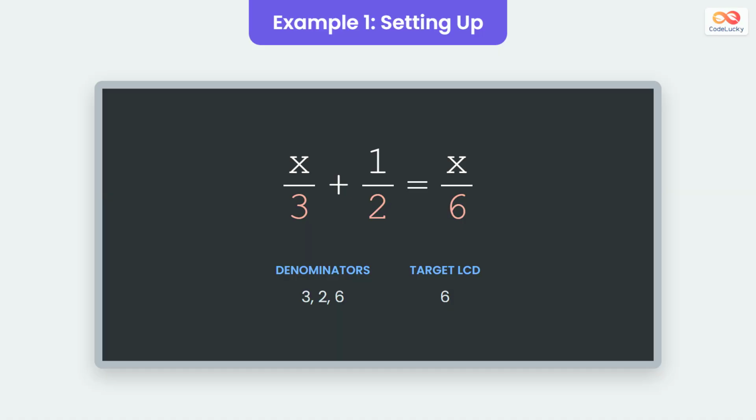Let's look at our first example. We have x over 3 plus 1/2 equals x over 6. Our denominators are integers here, 3, 2, and 6. The smallest number that 3, 2, and 6 all divide into is 6. So, our LCD is 6.